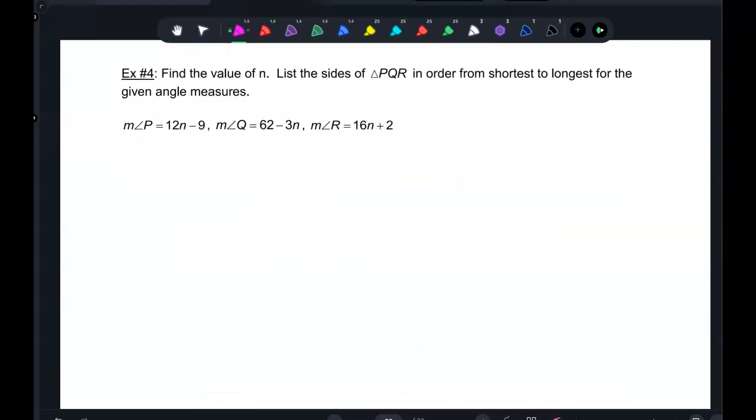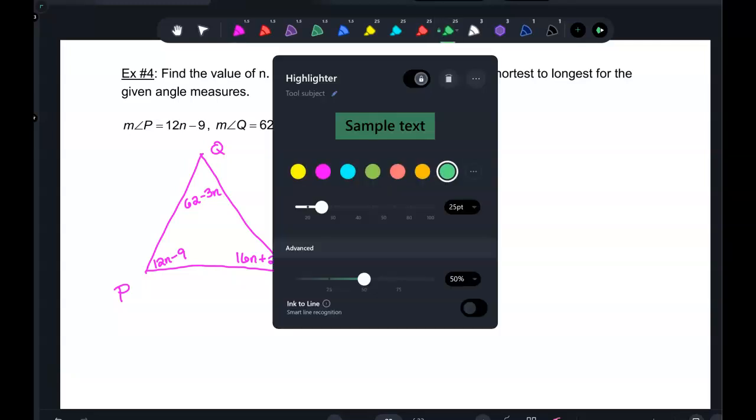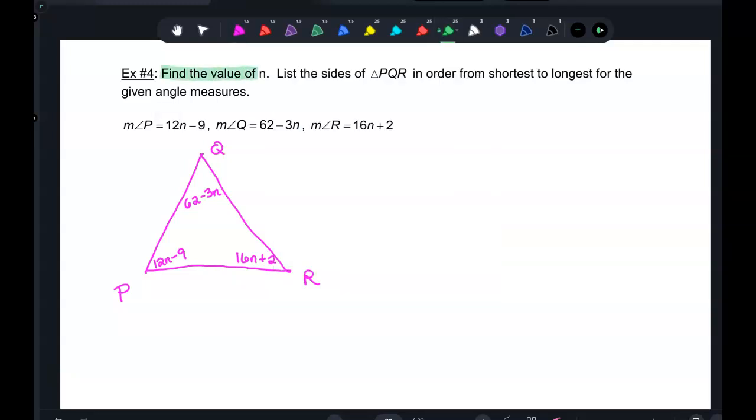So here, let's just draw a picture. This is triangle PQR. It doesn't matter where we put the letters. If angle P is 12n minus 9, angle Q is 62 minus 3n, and R is 16n plus 2, we need to find the value of n, and then we're going to list the sides in order from shortest to longest.